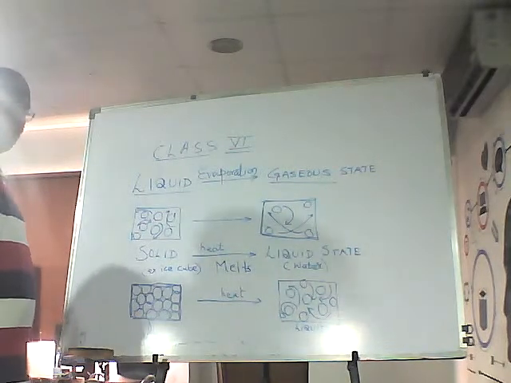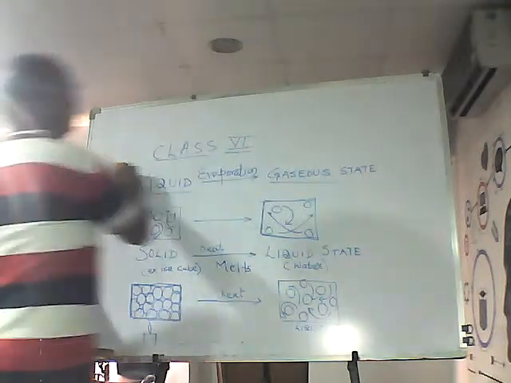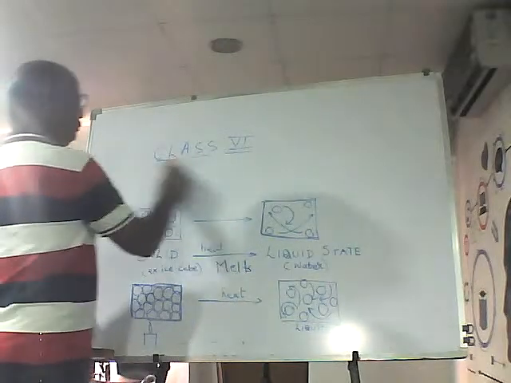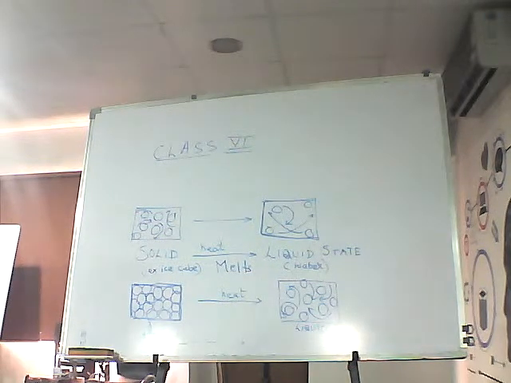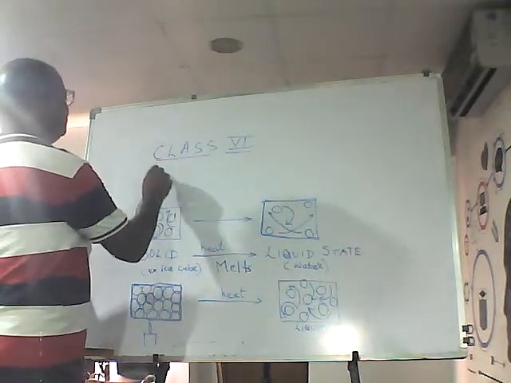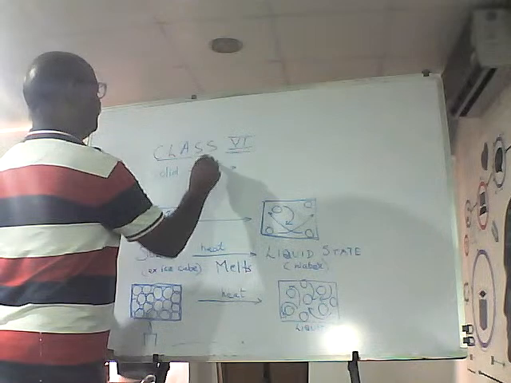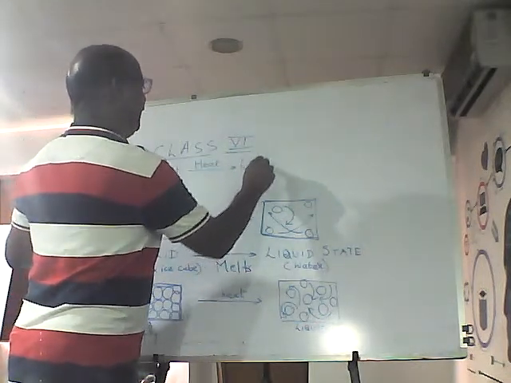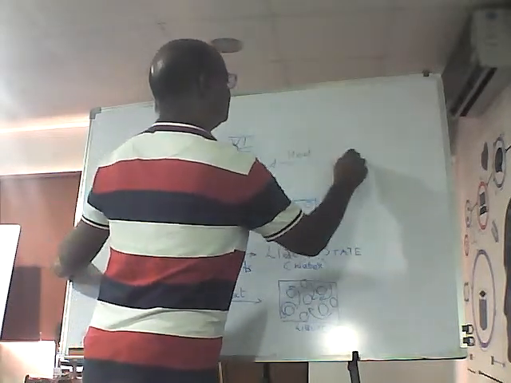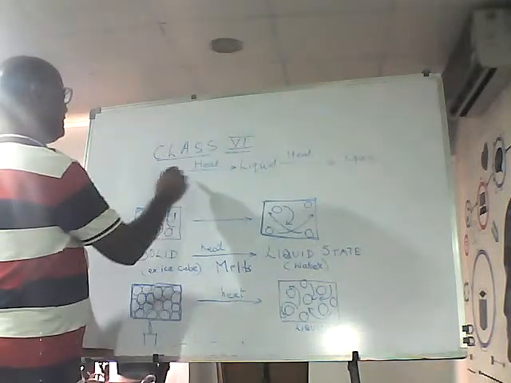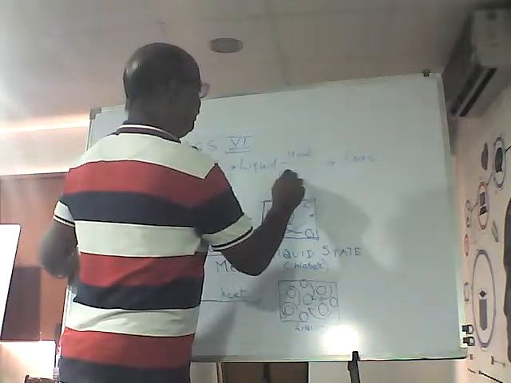So matter changes state from solid to liquid and liquid to gas on heating. Solid changes into liquid on heating, and liquid on heating changes into gas. So what do we call this process? This process we call melting, and this we call evaporation.